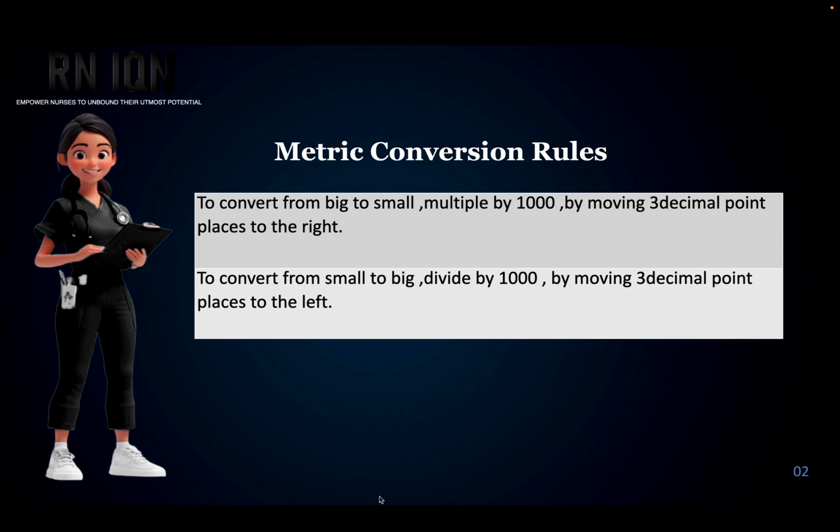To convert from big to smaller units, you have to multiply by 1000. That means moving 3 decimal point places to the right. From smaller to bigger units, divide by 1000. That is, moving 3 decimal point places to the left. Let's look at a few examples to understand this better.